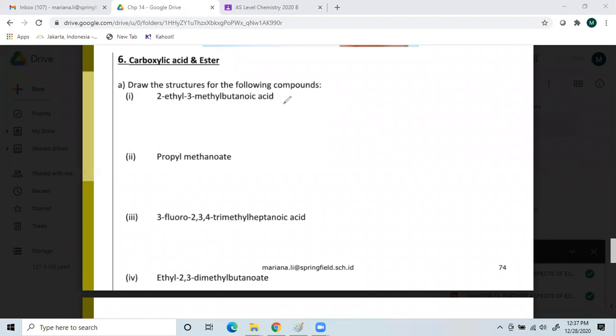2-ethyl, 3-methyl butanoic acid. So this is an acid, not an ester. First you should draw 4 C's since it is butanoic acid. Don't forget the functional group COOH. 2-ethyl, so the ethyl group is here at the second carbon, and 3-methyl. So this is the structure of the first one.